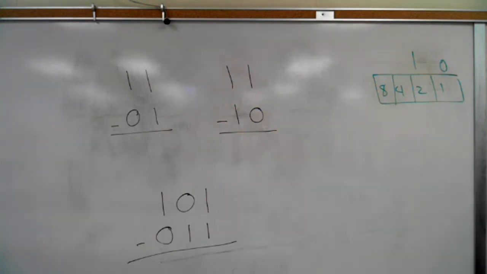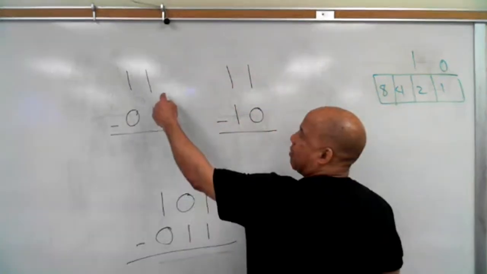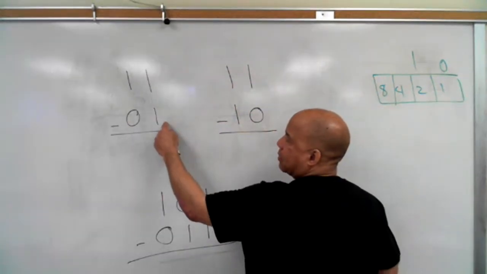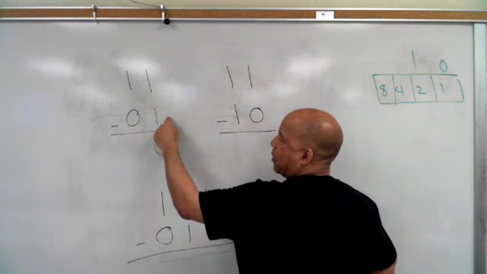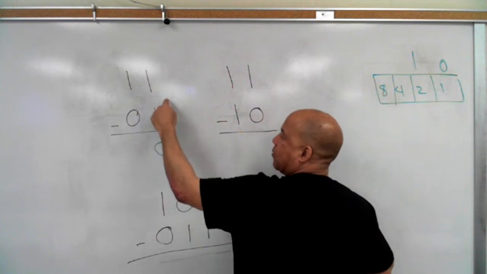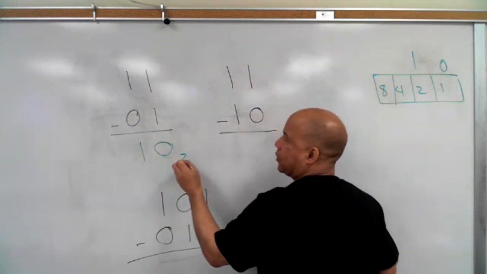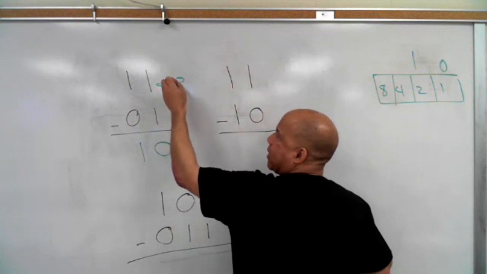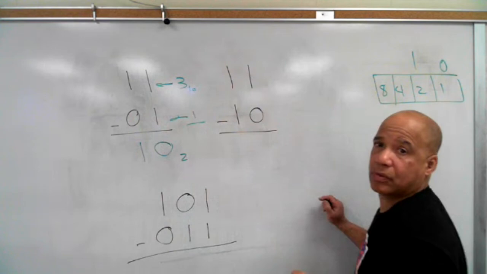All right, so we have a 1 minus a 1. That's a 0, right? 1 take away 1 is a 0. 1 take away 0 would be a 1. That's base 2. This is a 3, base 10. This is a 1. I take the difference, I get a 2.